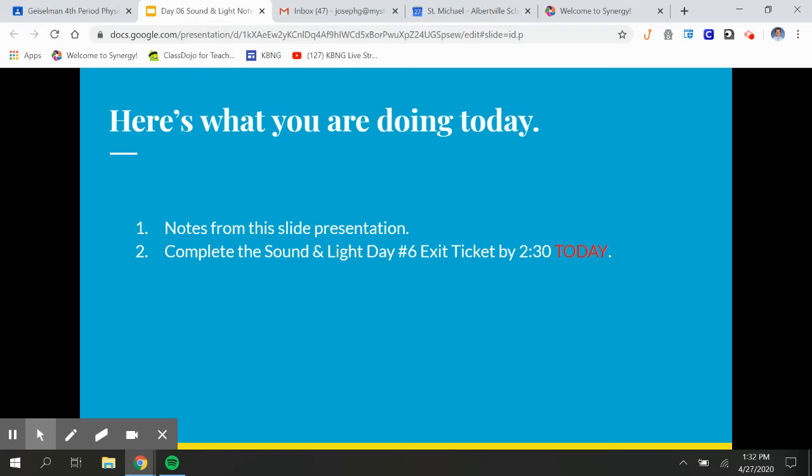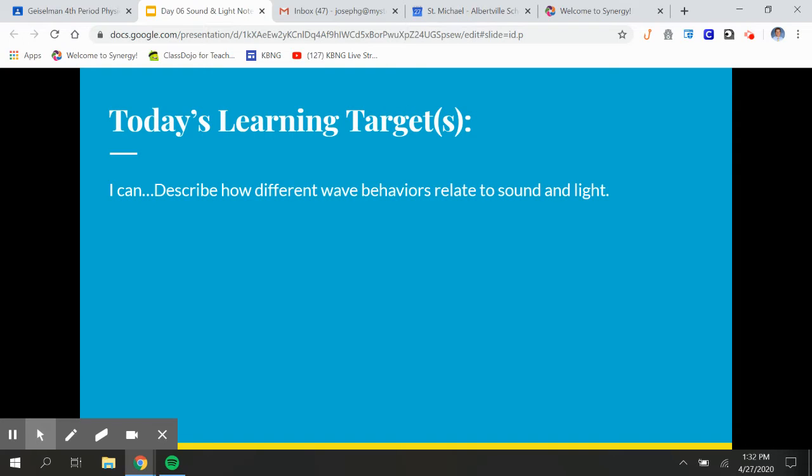Today your job is to complete this slides presentation and then complete the day 6 exit ticket, which is found at the end of the slides, and then answer that on Google Classroom by 2:30. So today we're going to be looking at how different waves behave related to sound and light, or specifically looking at specific behaviors of those different waves.